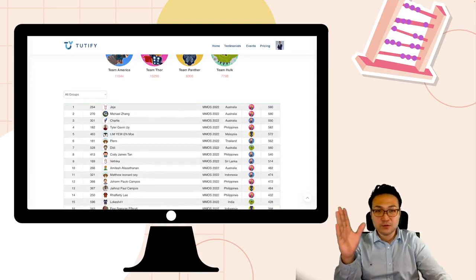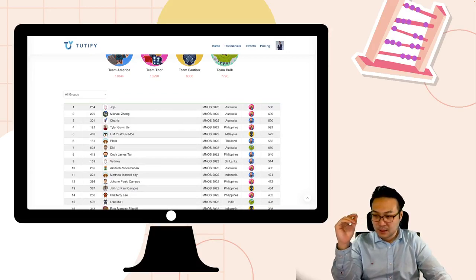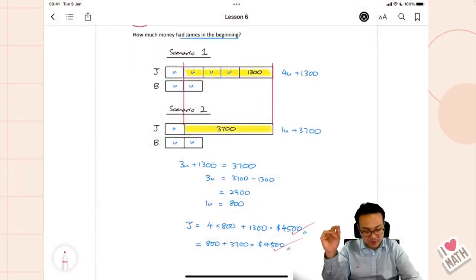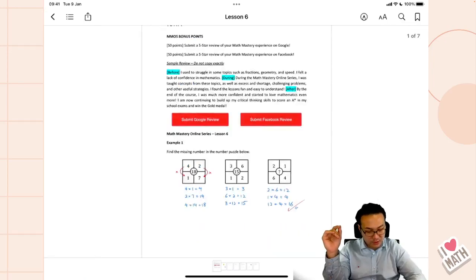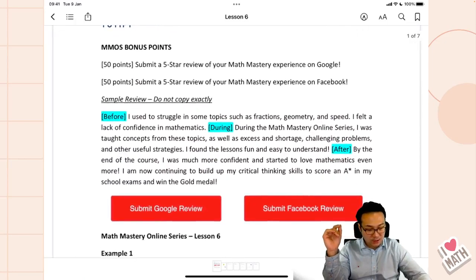If you have already done the quiz, go and take some time. I'm going to give you 5 minutes to do the quiz now, everybody. For those of you who have already done the quiz, if you have not yet earned your bonus points, go and do this. Go and earn your bonus points. Okay? So students, let me start the timer.